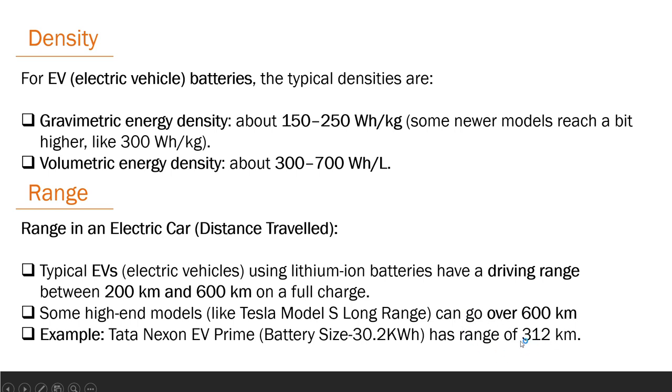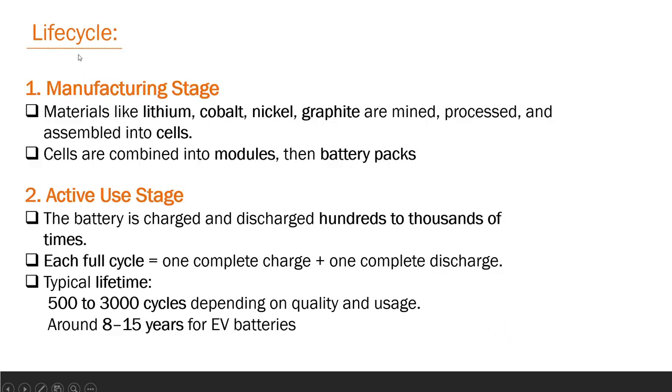Whatever this range is, it is not constant over the years. The range decreases depending upon the use of the battery. So at the start the range is about 312 kilometers. Now next, we'll talk about the life cycle.